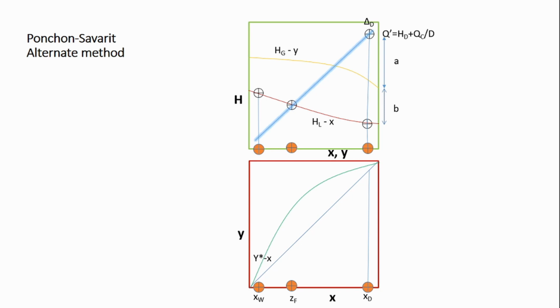Join delta D to feed point and extend it to XW line. The intersection will give you the XW point, and it is Q double dash is the coordinate for that. So delta W.